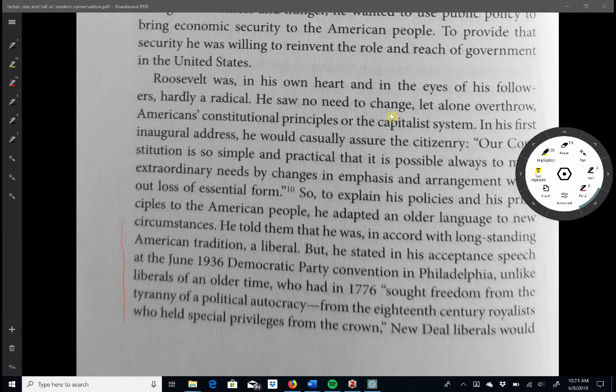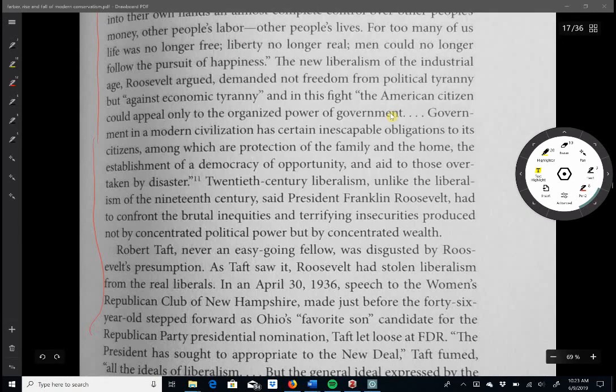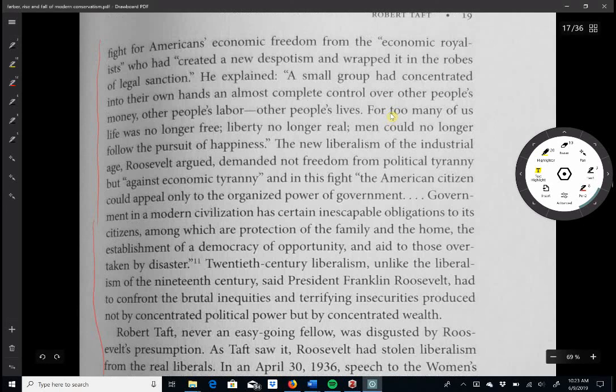And so you want to read this section in particular because it's a really good story that you might want to bring in to the textbook when you're writing that new section. But it's also just important for you to understand that the meaning of liberalism and conservatism completely changed in this decade, in the 1930s.